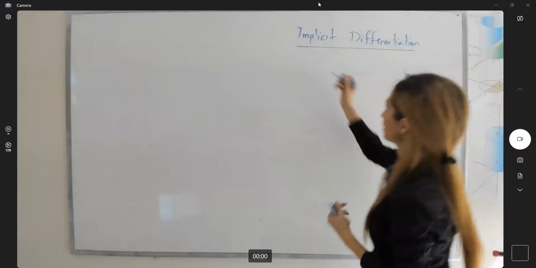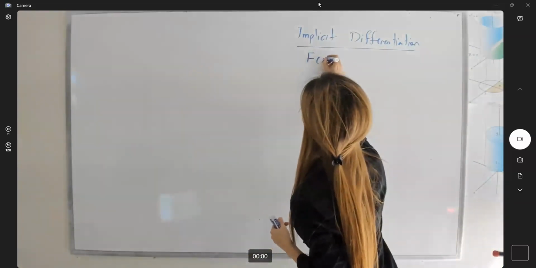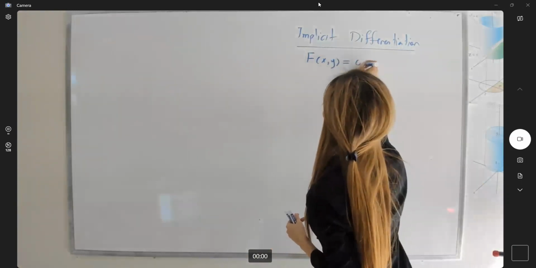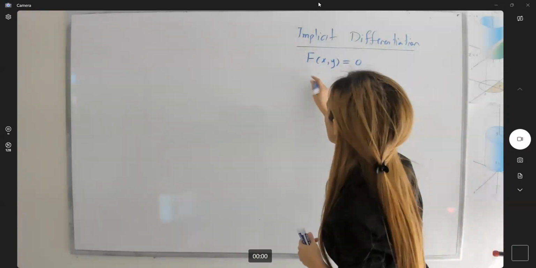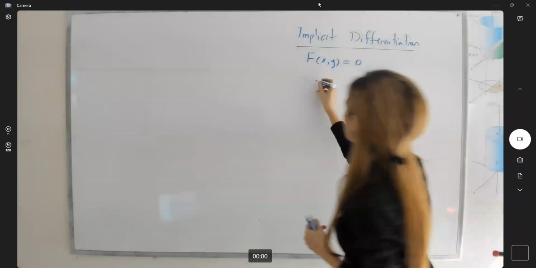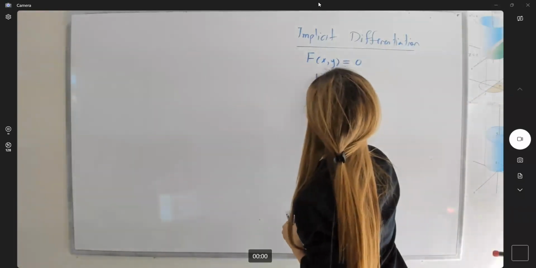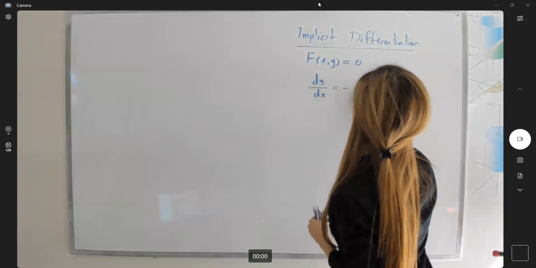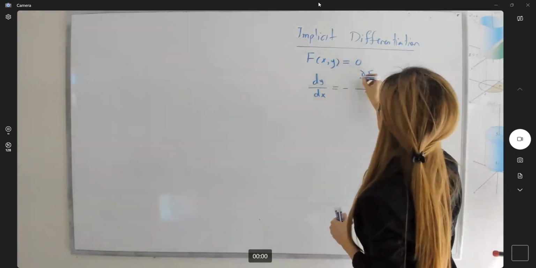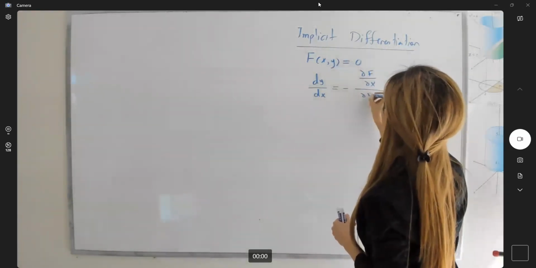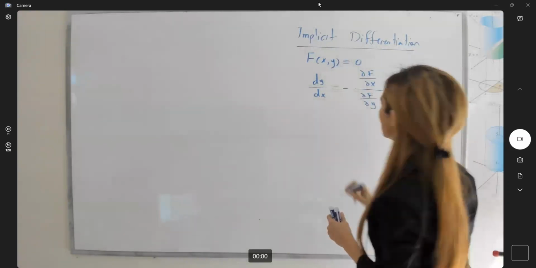So we learned that if they have a relation between x and y, then they can define the implicit differentiation, the rate of change of y with respect to x, which is minus partial derivative of f with respect to x divided by partial derivative of f with respect to y.